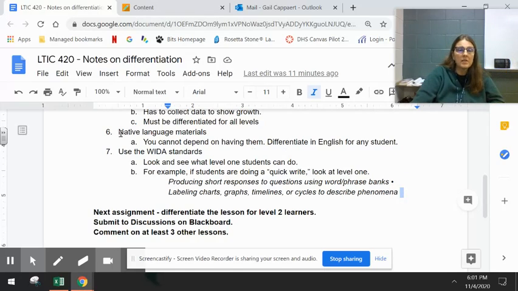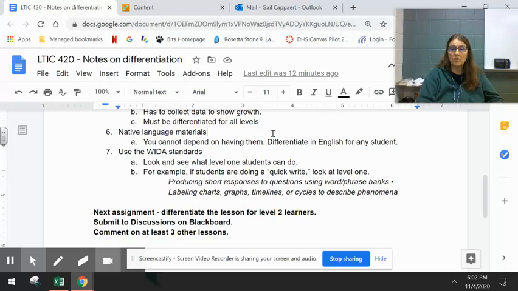And then going back up to number 6, native language materials. It's wonderful that people want to provide native language materials for students. We always want to do that. However, you cannot write this lesson to depend on having them. So your lesson can't depend on my providing the connections to the students' native language by giving them native language materials, because you can't depend on having them.